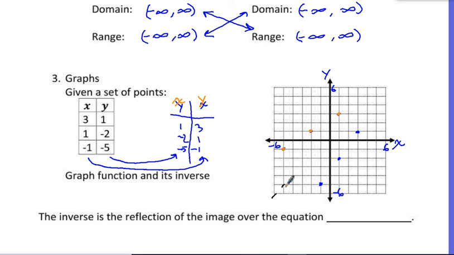You should see this line as the reflecting line. I'll put that as a dotted line, where the distance from each point to the dotted line is the same from the original function, looking at the corresponding point on the inverse function. So that is the reflecting line, and its equation, y equals x. So inverse functions are reflections over the y equals x line. And we'll see a couple other examples, I believe, of that.